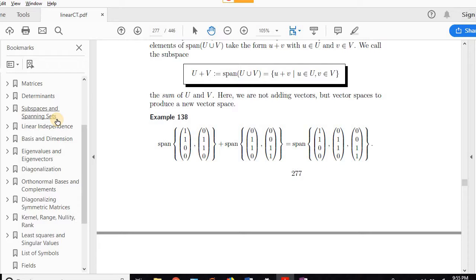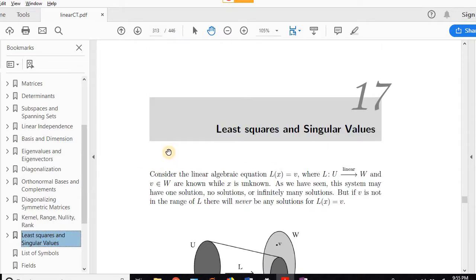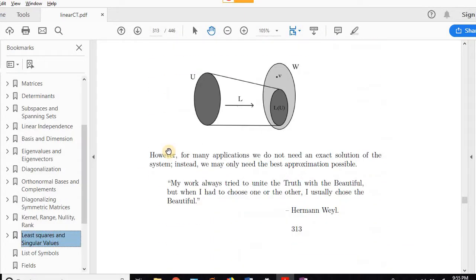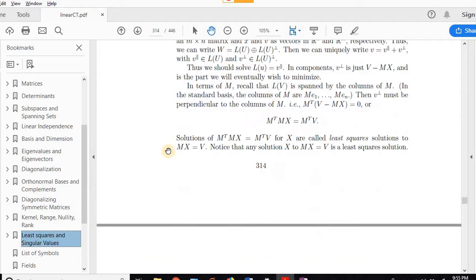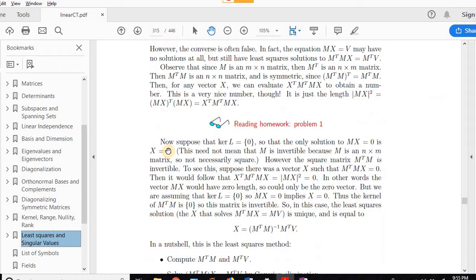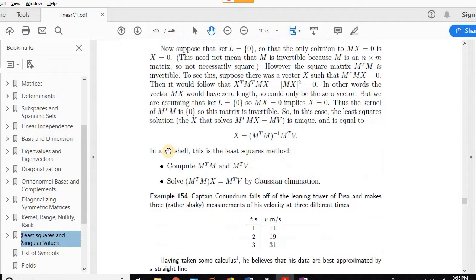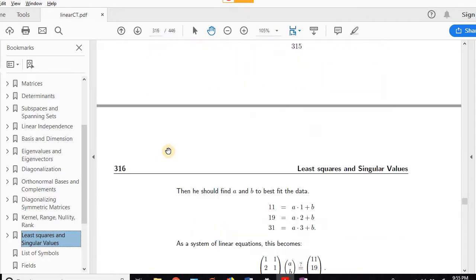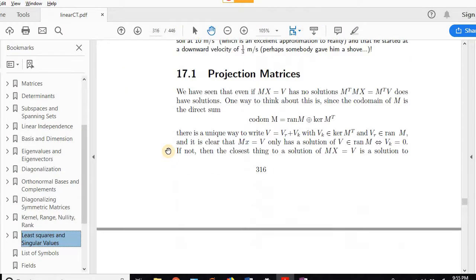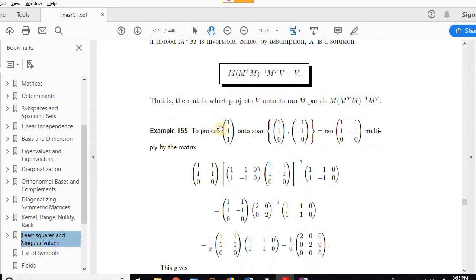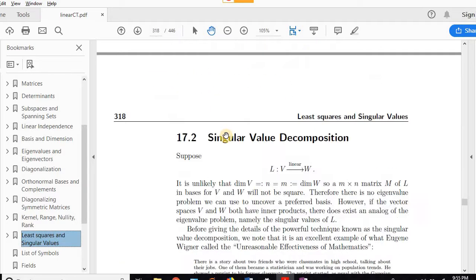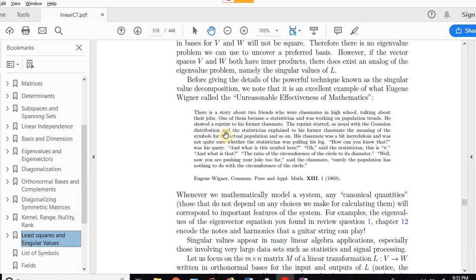So I think we'll probably try to get up to this one here. I'm not even sure what least squares and singular values means. Least squares has to do with linear regression, doesn't it? Yeah, it does have to do with linear regression. It's a nice topic, because in fact least squares is just a linear algebra thing. It's a very good application.